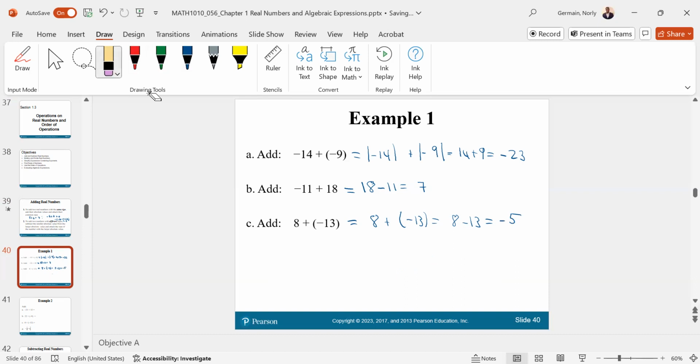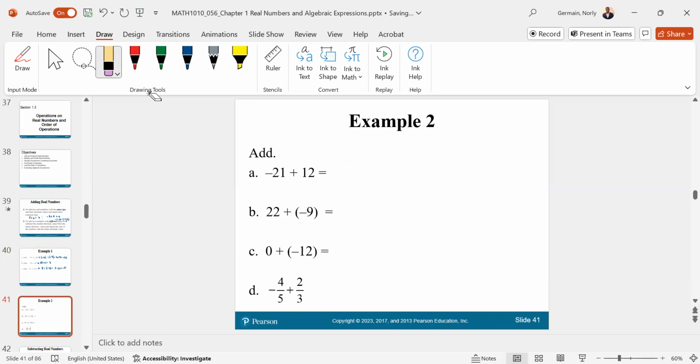Very quickly, those are a few examples you can definitely use. In the next examples, you either add and keep the sign of the largest number, or you subtract and keep the sign of the largest number. Same sign, you add and keep the sign. Different sign, you subtract and keep the sign of the largest number.